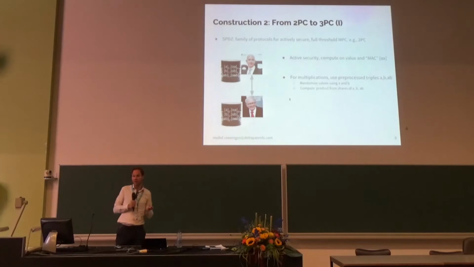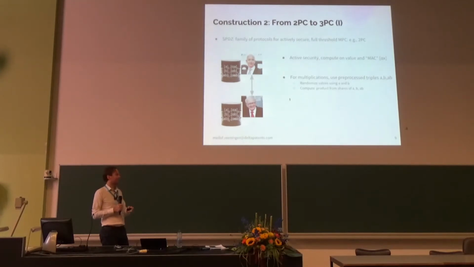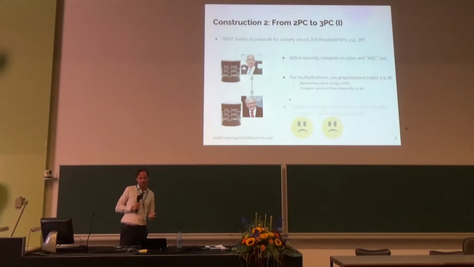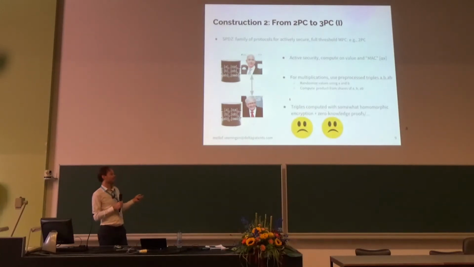You can only use them once, so before the protocol you perform a pre-processing phase. In this pre-processing phase you generate those triples, and then during the online phase you can use them to perform the multiplication. So what's this pre-processing phase? That's actually not very nice, so you need to have all kinds of difficult crypto to do that.